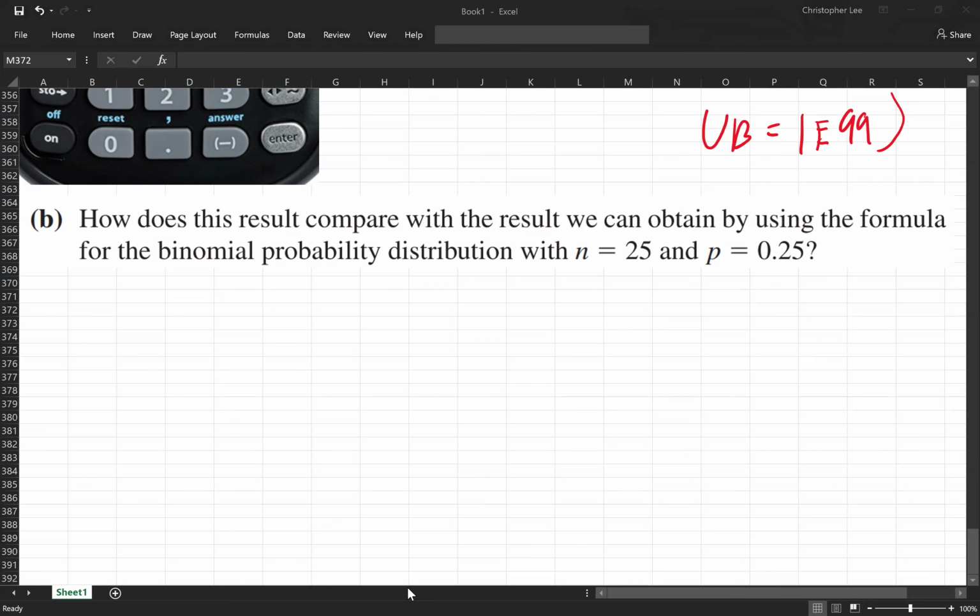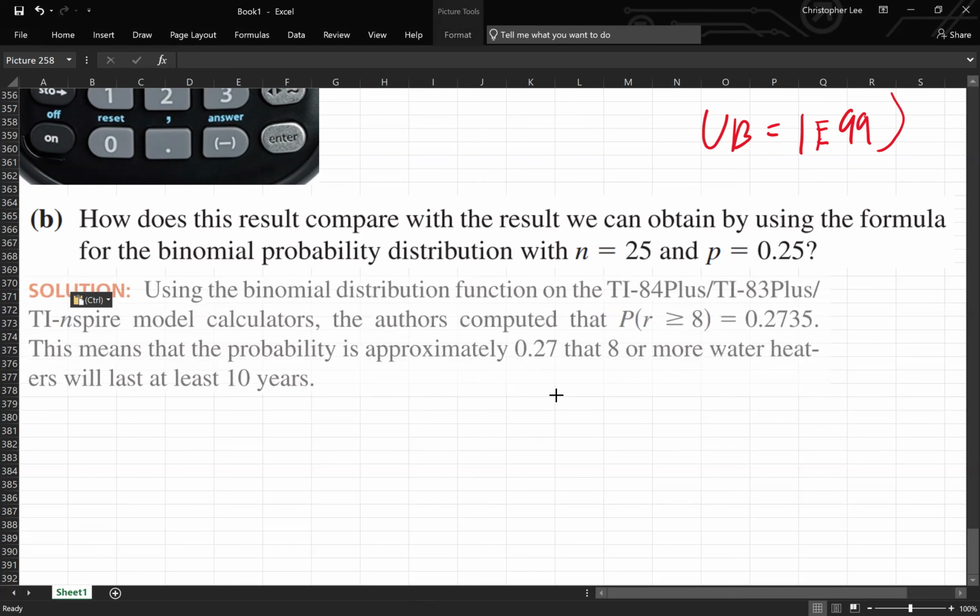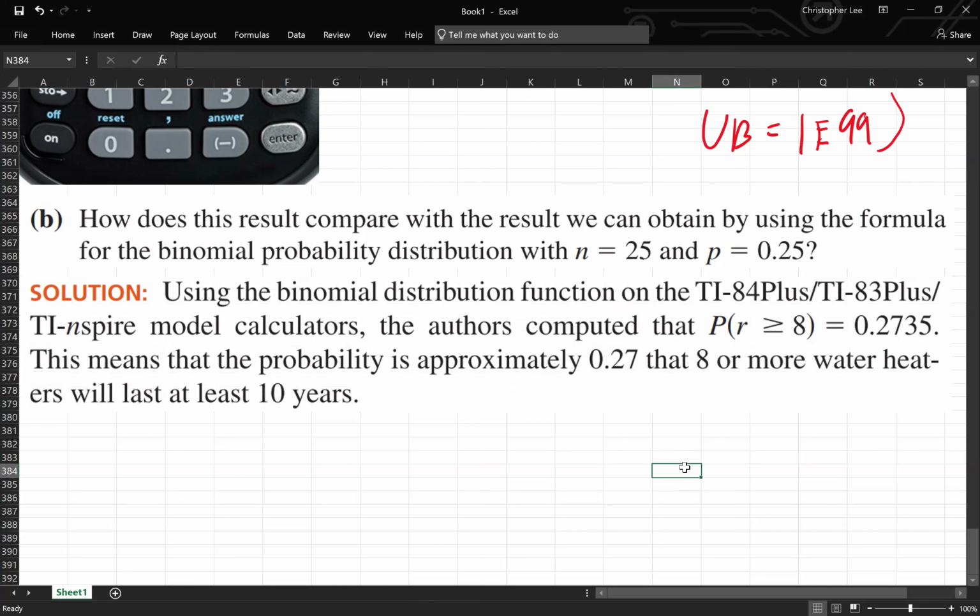Got it done for you, so don't worry. So check this out. Using the binomial distribution, from the 84 plus, love that calculator, and the N spiral, oh my God. Don't buy that, by the way, it's like 2 million. Anyway, they computed that the probability of R greater than or equal to 8 is equal to 0.2735. This means that the probability is approximately 0.27 that 8 or more of the water heaters will last at least 10 years.